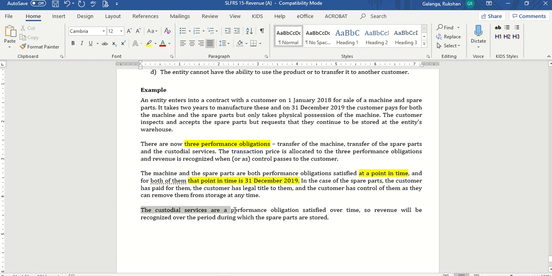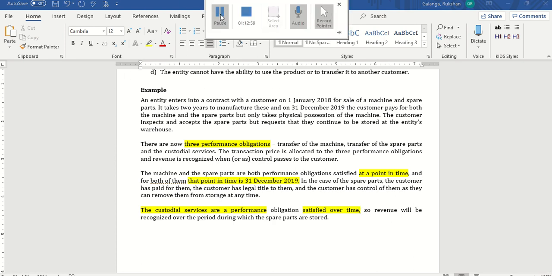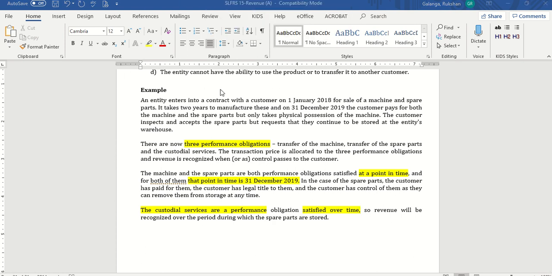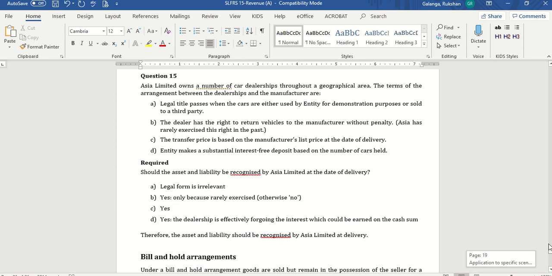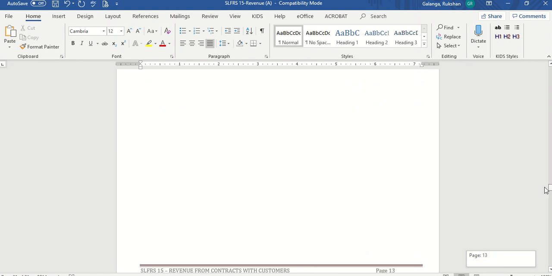The custodial service is a performance obligation satisfied over time. ඔයා කියනවනේ ඔය spare parts ටික තියන්න මං ගෙන එනකන් ඔයගොල්ලෝ බලා ගන්න කියලා. ඒකටත් මොකද කරන්න ඕනේ? එකක් performance obligation එකක් විදියට it will be satisfied over time. So the revenue also has to be recognized over a period of time. So that's how you should recognize the revenue in relation to bill and hold assets.